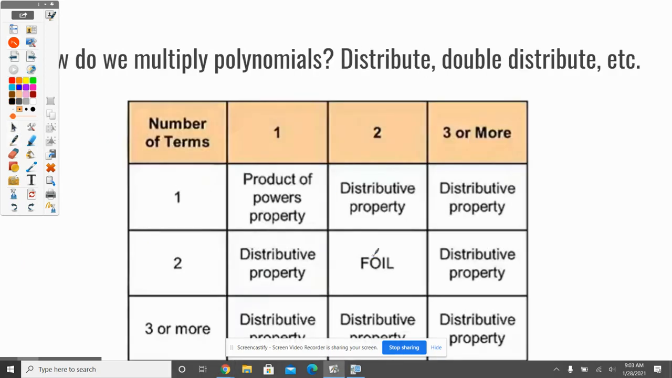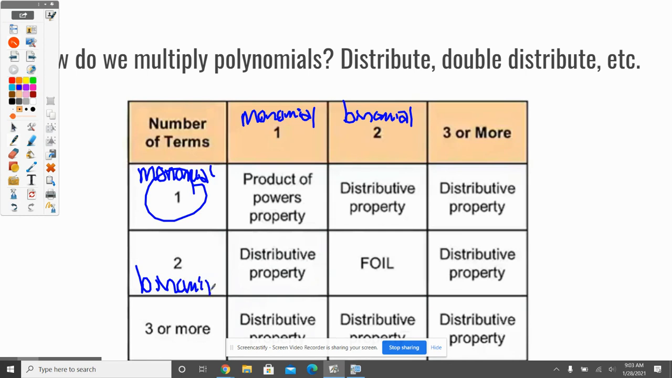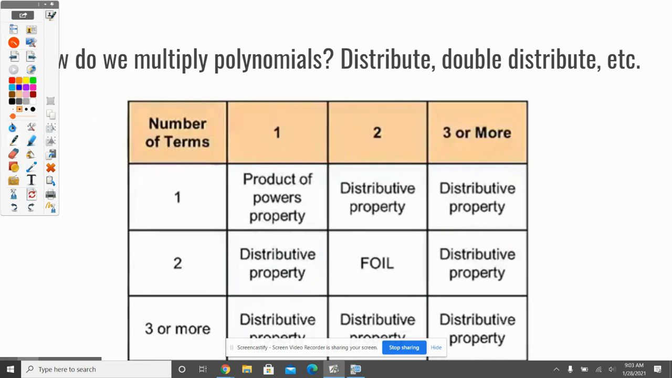Now, they made this beautiful little chart for you to help you with multiplying. I think it's kind of stupid. But basically, they're telling you if there's one term means monomial. If you multiply monomials, you just use exponent rules. If you take a monomial times a binomial, you will distribute. If you take a binomial times a binomial, you will double distribute or FOIL. Remember, that's an acronym for first, outer, inner, last. And when you take the big guys times each other, they call it distributive property. Sometimes I call it to double distribute, but it's just the distributive property.